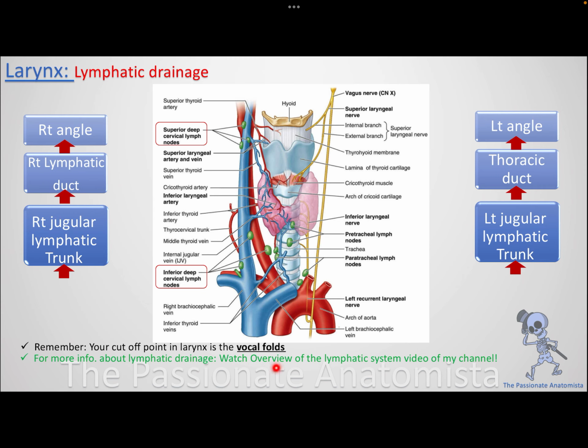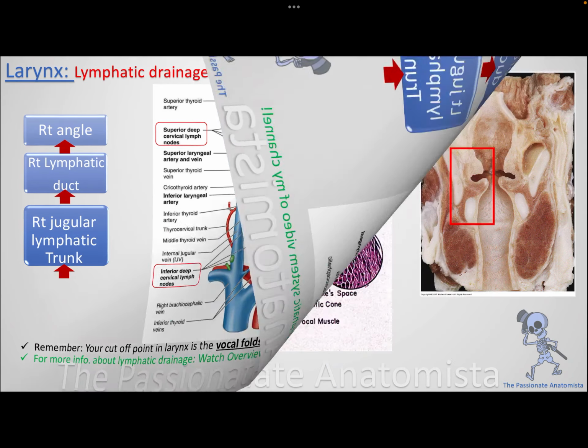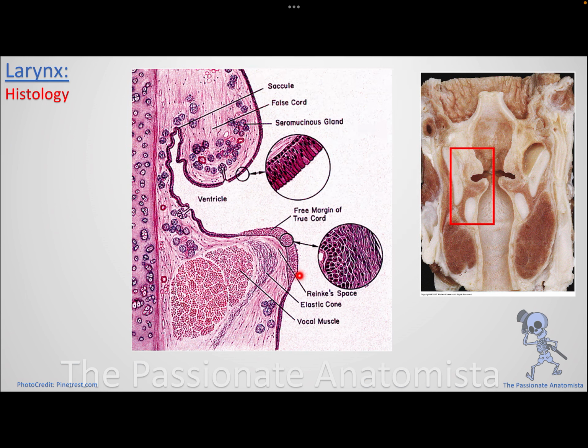So lymphatics above the vocal folds drain into the superior deep cervical lymph nodes. And below that, it goes to the inferior deep cervical lymph nodes. And from that, the name of the lymphatic trunk regarding the larynx is actually the jugular. So if you're on the right side, you're draining into the right jugular lymphatic trunk. If you're on the left side, you are in the left jugular lymphatic trunk. And of course, from the general idea of the lymphatic system, you know that if you are on the left, you're draining into the thoracic duct. If you are on the right side, you're draining into the right lymphatic duct, and from that into the right or left angle.